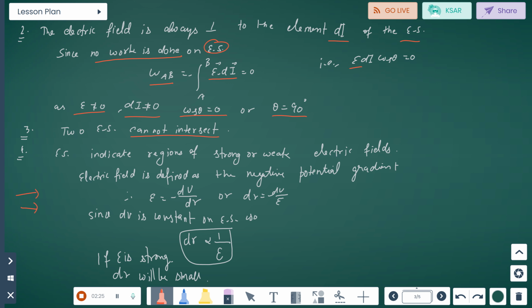ES indicate regions of strong or weak electric field. Electric field is defined as the negative potential gradient. So E equals minus dV upon dr, and dr equals minus dV upon E. Since dV is constant on ES, dr is directly proportional to 1 by E. If E is strong, dr will be small.